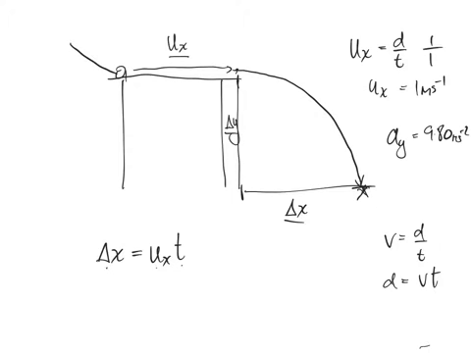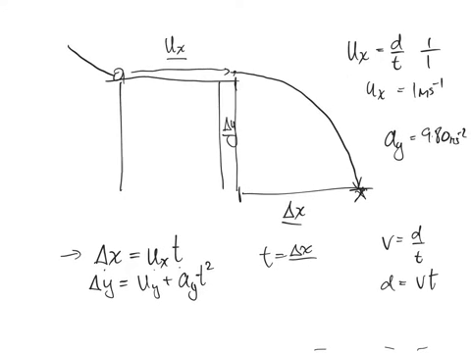So we combined this equation here with another equation, which was delta y equals uy t plus 1/2 ay t squared, and the t in this case was the change in time. So we can rearrange this first equation to give us a value for t, and we get t equals delta x on ux. We put this value for t into this formula here.